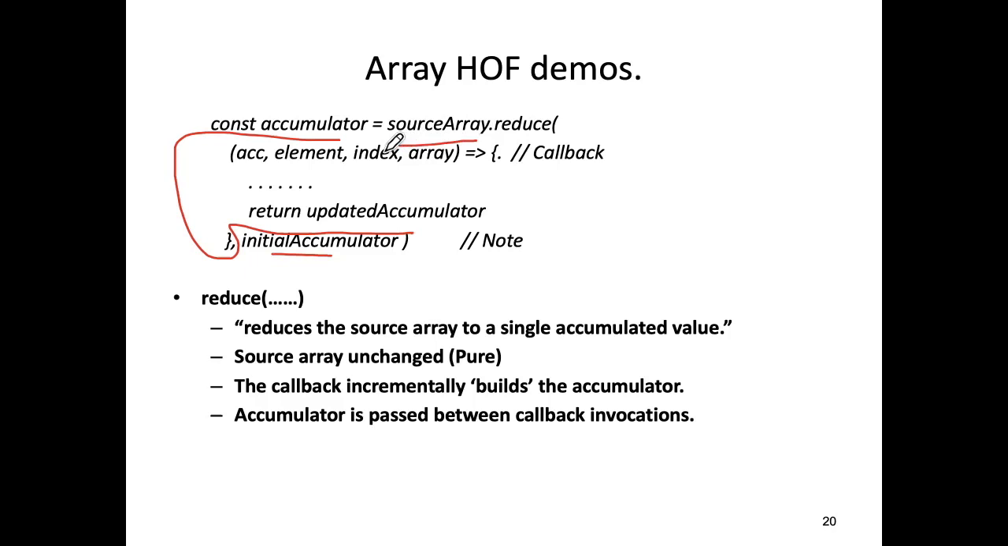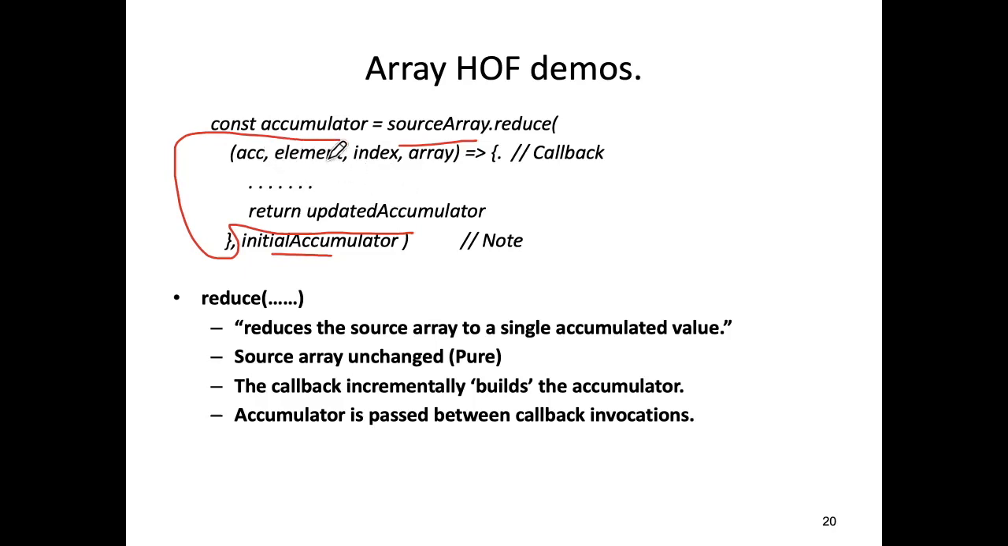And what you need to do in the callback that you pass to reduce is, the purpose of the callback is to incrementally build the accumulator. So the way it works is, again, the reduce method calls your callback function once for each element in the array. And within the body of that callback, it needs to take the current value of the accumulator and modify it to account for the current entry that's being processed, and then return the updated accumulator after that computation.